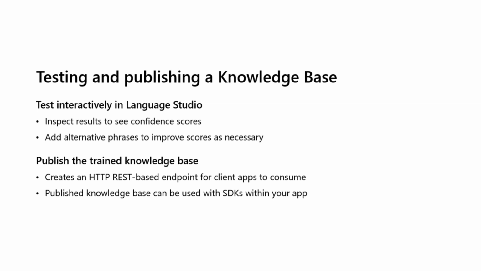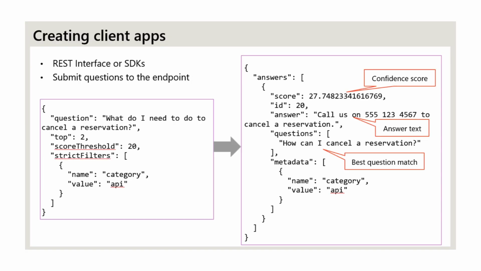Publishing creates an HTTP REST-based endpoint for client apps to consume. The published knowledge base can be used with SDKs within your app. Creating client apps. Use the REST interface or SDKs. Submit questions to the endpoint.